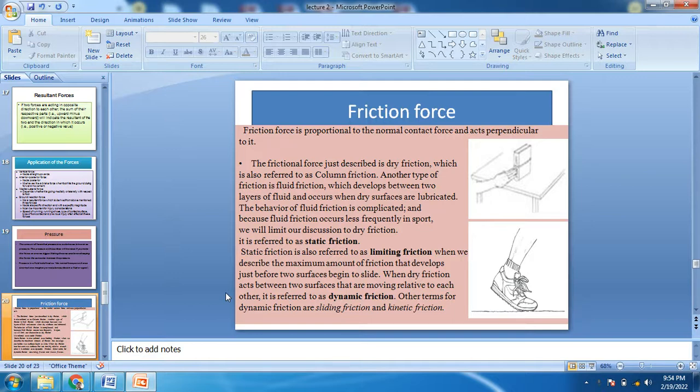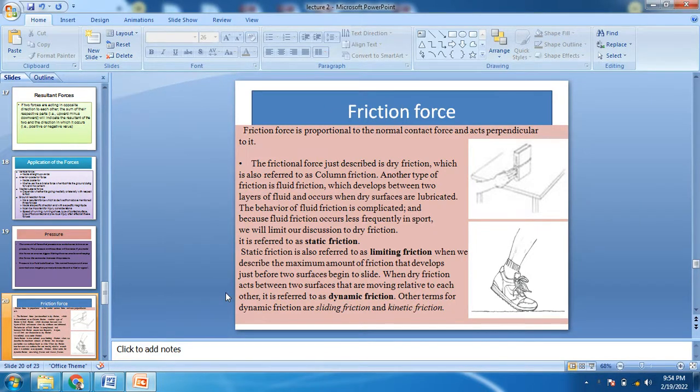Friction force is proportional to the normal contact force and acts perpendicular to it. The frictional force just described is dry friction, which is also referred to as Coulomb friction. Another type of friction is fluid friction, which develops between two layers of fluid and occurs when dry surfaces are lubricated. The behavior of fluid friction is complicated, and because fluid friction occurs less frequently in sports, we will limit our discussion to dry friction.